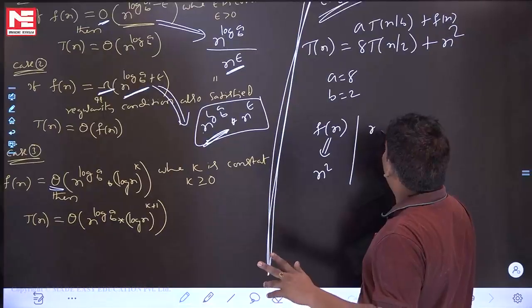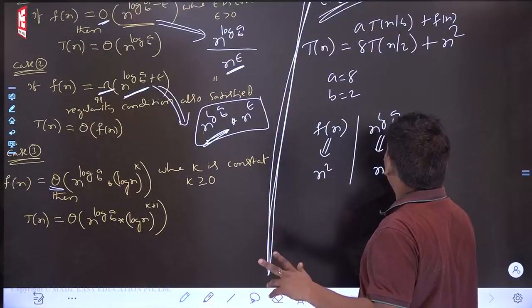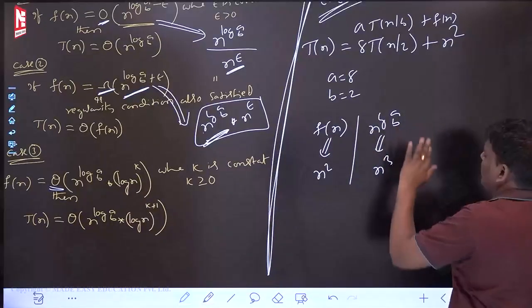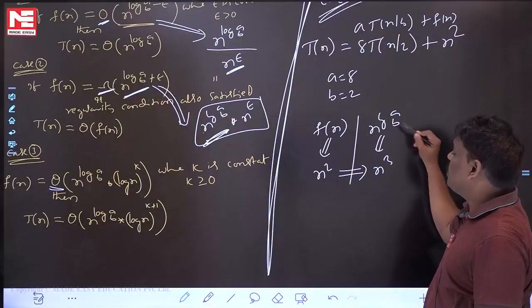Next one. What is n power log a base b? Log 8 base 2, what is the answer? N cube. Now comparing f of n and n power log a base b. Who is bigger?